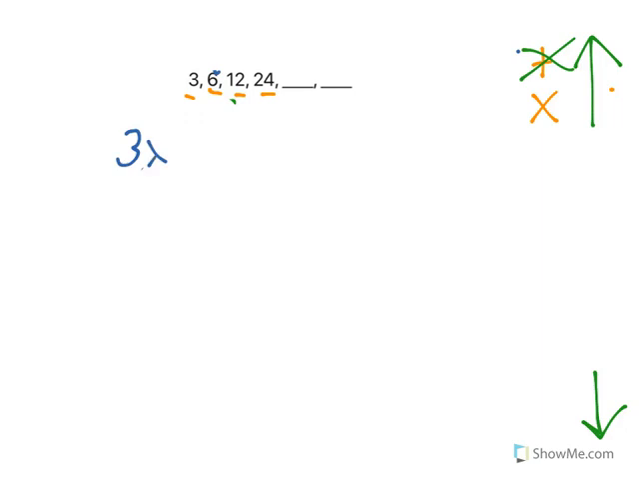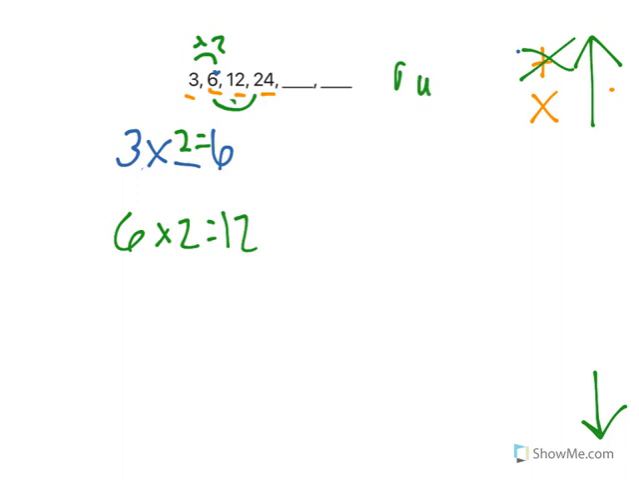And I'm going to say 3 times something gives me 6. Well, I know that 3 times 2 equals 6. So from 3 to 6, I multiply by 2. So now I need to check it. 6 times 2 equals 12. So I know my rule is to multiply by 2.